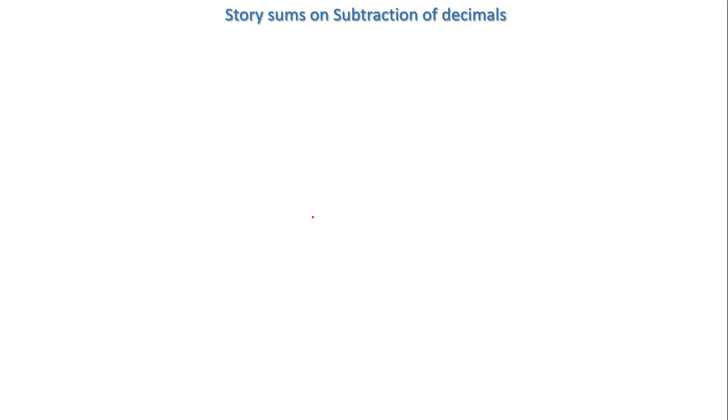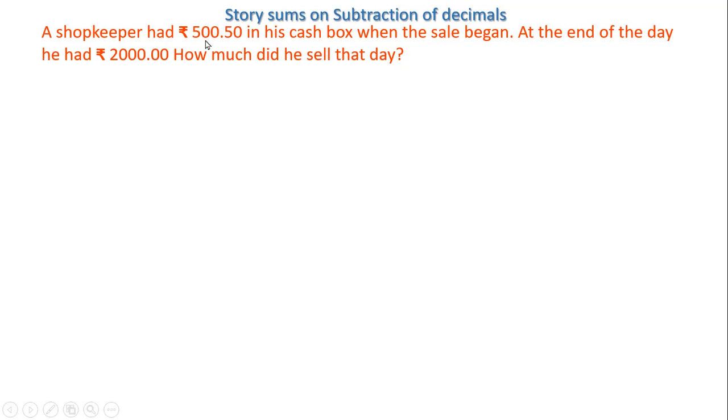Let's take one more problem. A shopkeeper had rupees 500.50 in his cash box when the sales began. At the end of the day, he had rupees 2000. How much did he sell that day? After reading this question, we will come to know that before starting the sales, a shopkeeper had rupees 500.50. Once he ended his sales on that day, after selling some of the things, the amount became rupees 2000. What is the sale on that day?